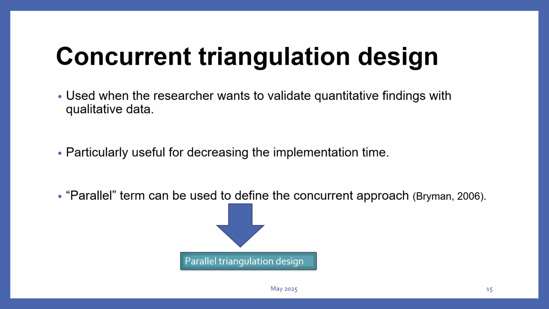So the term parallel can be used to define the concurrent approach in the literature. In this case, it can be called a parallel triangulation design, which is the same as concurrent triangulation design, which means that both quantitative data and qualitative data are collected simultaneously or concurrently.